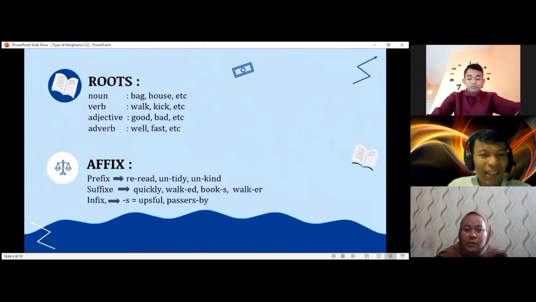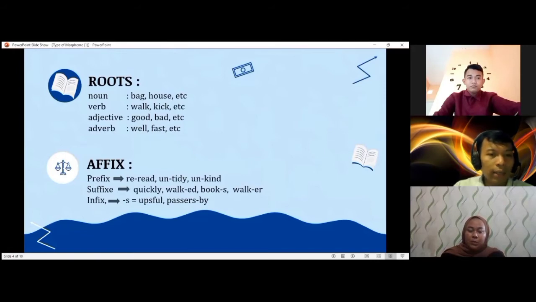Thank you, Berlian. Well, ladies and gentlemen, here are some examples of roots and affixes explained. The first one, roots. Roots are divided into four examples. The first one is noun, such as bake, house, etc. The second one is verb, for example, like walk, kick, etc. The third one is adjectives, for example, like good, bad, etc. And the last one is adverb, such as well, fast, etc.